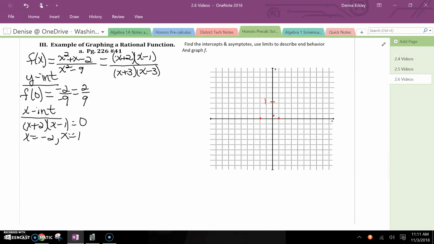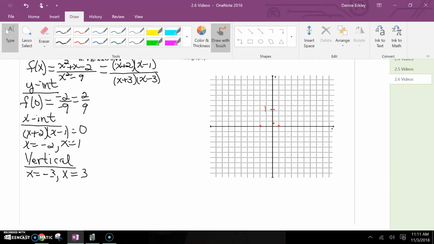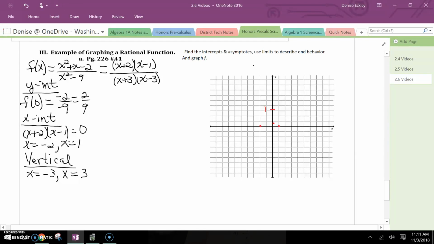Okay. So now let's find our asymptotes. Let's start with the vertical. We're going to have 2 since no factors canceled out in the denominator. The 2 zeros at the denominator are x equals negative 3 and x equals 3. So let's go ahead and put those on the graph. Draw our vertical dotted lines here, at negative 3 and at 3.